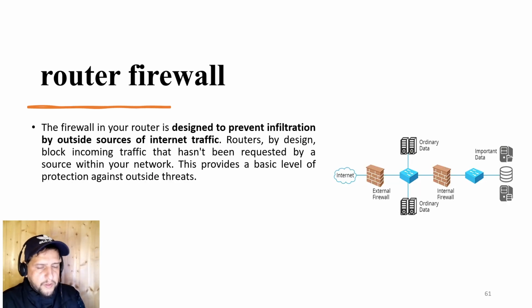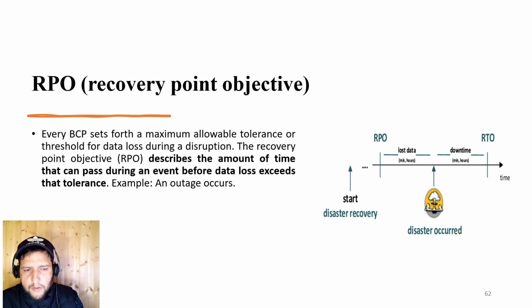Searching for rootkit. Router firewall. The firewall in your router is designed to prevent infiltration by outside sources of internet traffic. Routers by design block incoming traffic that has not been requested by a source within your network. This provides a basic level of protection against outside threats. So the firewall, on a router, you install a firewall.